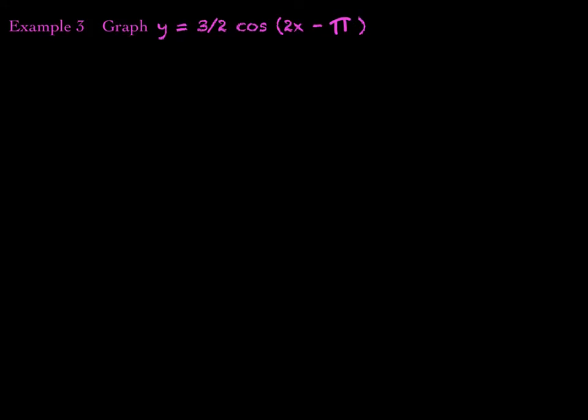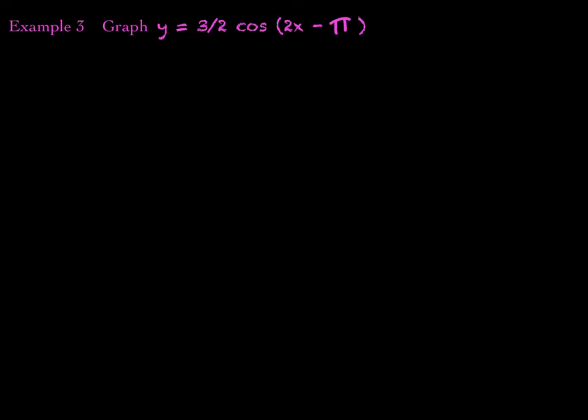The next one looks interesting. It's y equals 3 halves times cosine of 2x minus pi. Now, I notice a few things. First, I notice that there's a phase shift for sure, so the interval over which it completes a period has changed. But not only that, the period itself has changed because the coefficient of x is not 1. I also notice that this has been vertically stretched by 3 halves.